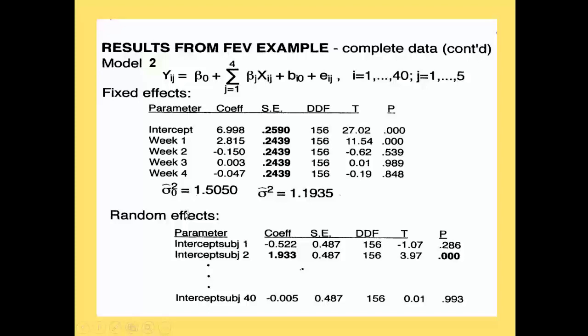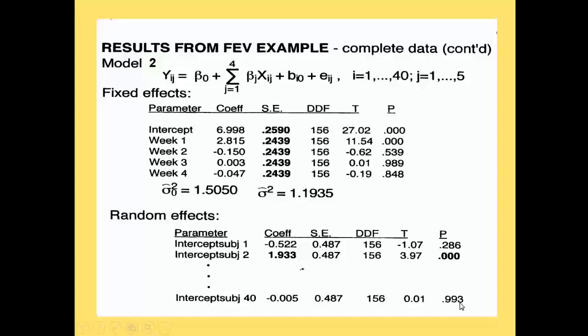Now what's this stuff at the bottom? You didn't see this when I ran the marginal models, but you're seeing that here. What's this stuff? It's got intercept subject 1, intercept subject 2, intercept subject 40. And it's got estimates of coefficients, standard error, denominator degrees of freedom, so on and so forth.